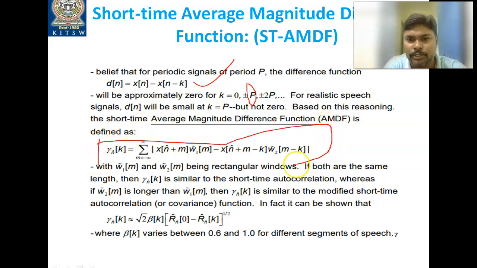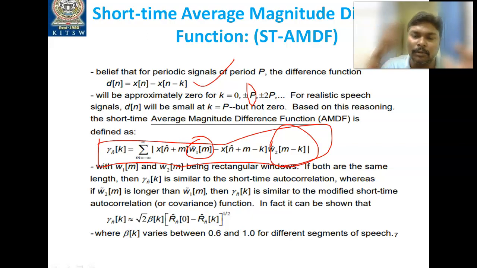This is also very obvious to us, because we know the definition of the average magnitude difference function, and for each and every signal we are going to apply the windows. When it is a rectangular window, we are already aware of the process. And if it is a Hamming window or a Hanning window, whatever window you apply to this speech signal, we divide the complete speech signal into frames, and from there we calculate the difference function. That's all. Where w1 of m and w2 of m are rectangular windows, and if both are the same length, then that is similar to the short time autocorrelation function.